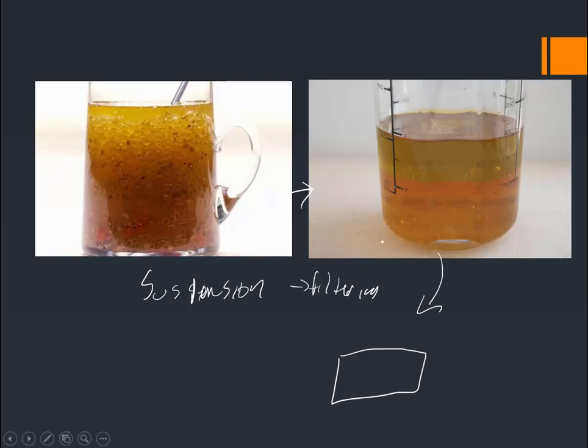So just because something's a suspension doesn't mean everything is suspended. It just means the biggest particles are suspended. There might be some little ones that are actually dissolved in there.